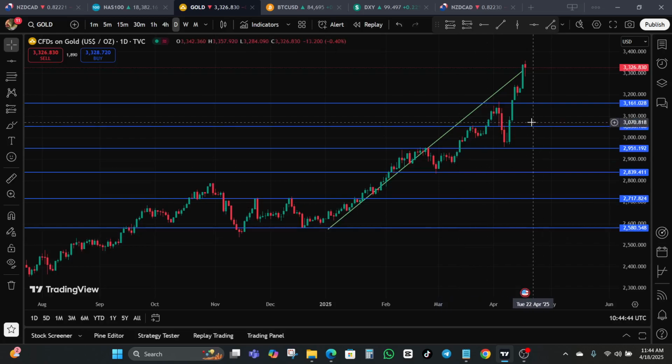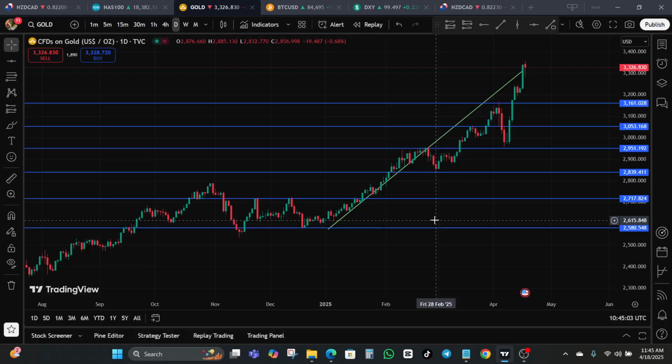So let's say gold is in an uptrend. You can mark your last few swing lows and zones where price bounced strongly. These are your support zones. You don't enter blindly. You wait for price to pull back into one of your marked zones.